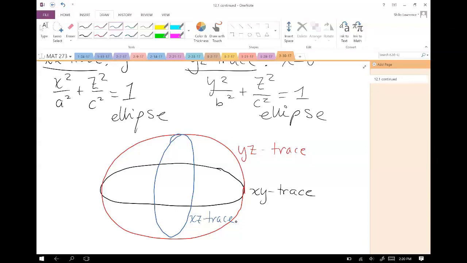More like an egg shape or a football shape or something like that. But no matter which direction we slice this thing in, we're getting an ellipse every time. So knowing those basic two-dimensional objects can be very helpful in deciding on what the three-dimensional surface is going to be. And when all of your traces are ellipses, they come together to make an ellipsoid. Very similar to a sphere.